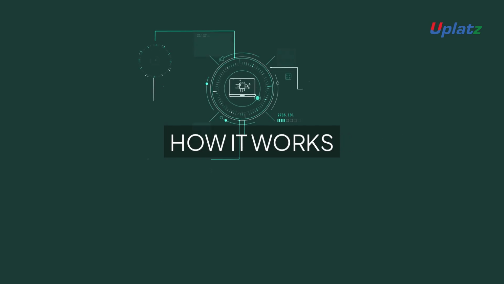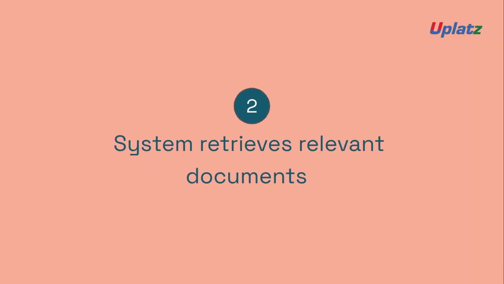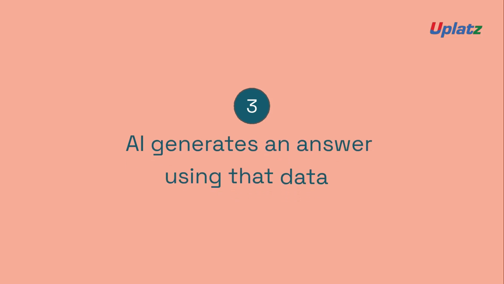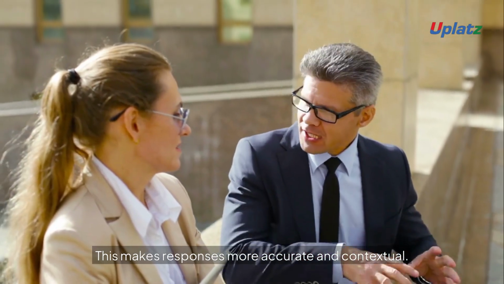How it works. Step 1, user asks a question. Step 2, system retrieves relevant documents. Step 3, AI generates an answer using that data. This makes responses more accurate and contextual.